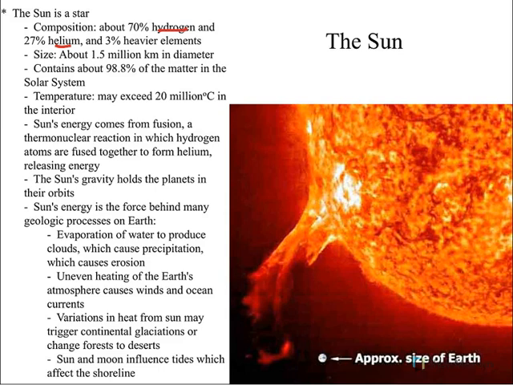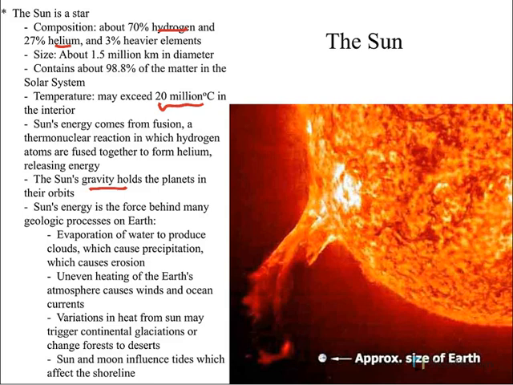98.8% of the matter in the solar system is inside the sun. So the sun is definitely the biggest thing we have in our solar system. It's pretty hot, I would say. And the sun's important. I mean, I hope that's obvious, but the sun is important because its gravity is what holds all of the planets in orbit.